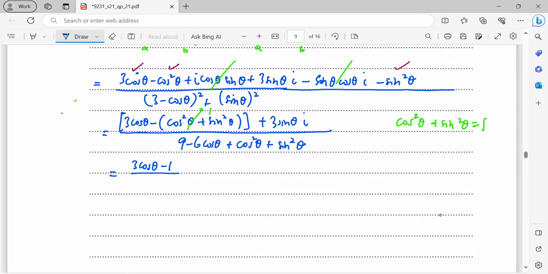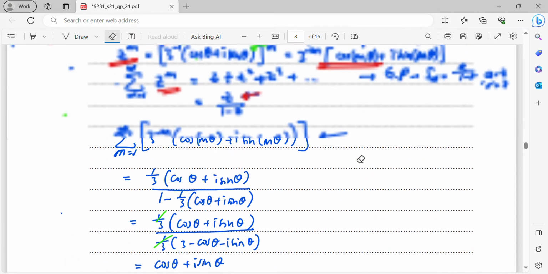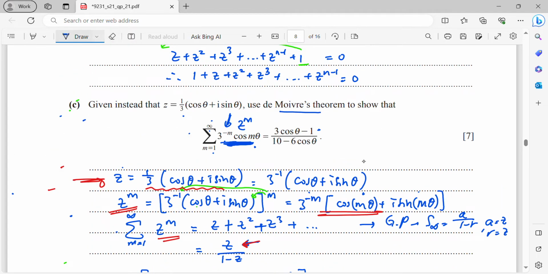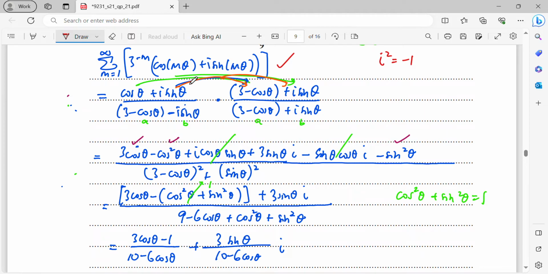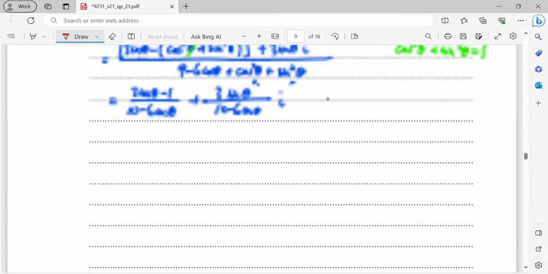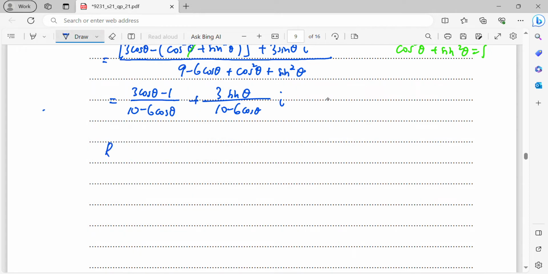Then over, I split into real and imaginary parts now. These two will be 1. Okay, cos squared plus sin squared is 1. So 9 plus 1, it will be 10. So I get 10 minus 6 cos theta. Then plus 3 sin theta over 10 minus 6 cos theta, and this is the I. So now I'm getting the real and imaginary parts. When you refer back to the question, we just need the cos. Right here, just cos. That means this is the real part of my expression, because here I have cos and sine. So now I will just need to consider the real part of the sum to infinity.